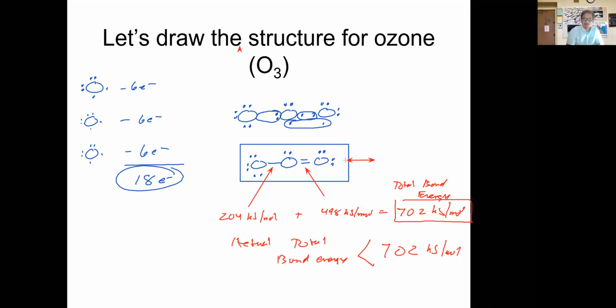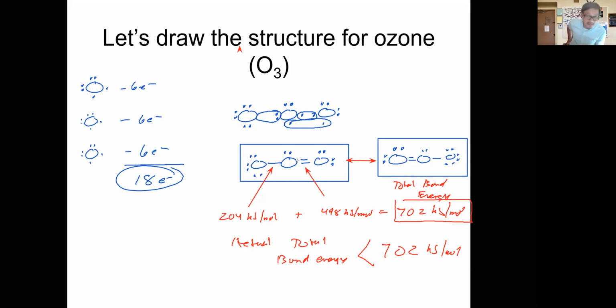I'm going to draw this here, this arrow here. And we can draw the structure this way, where the oxygen on the left forms a double bond with the center oxygen, which then forms a single bond with the oxygen on the right. Now you look at this and say, wait, Mr. N, you're cheating, because all you did was flip the molecule around.